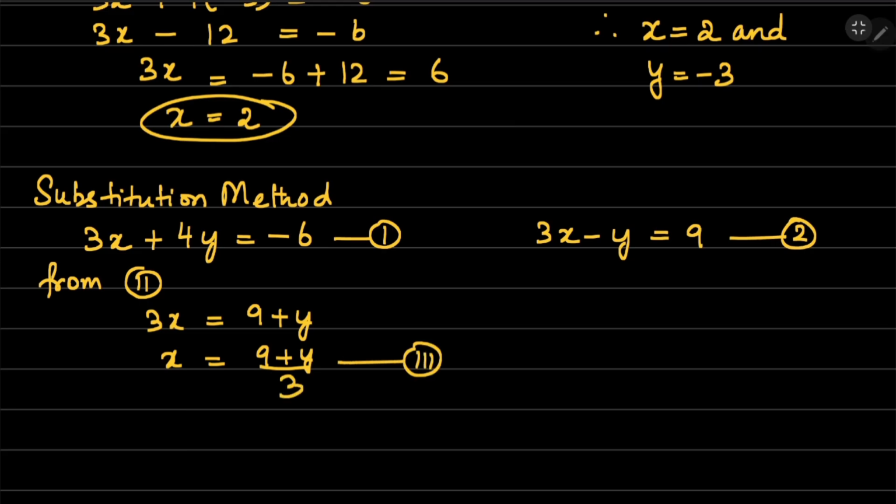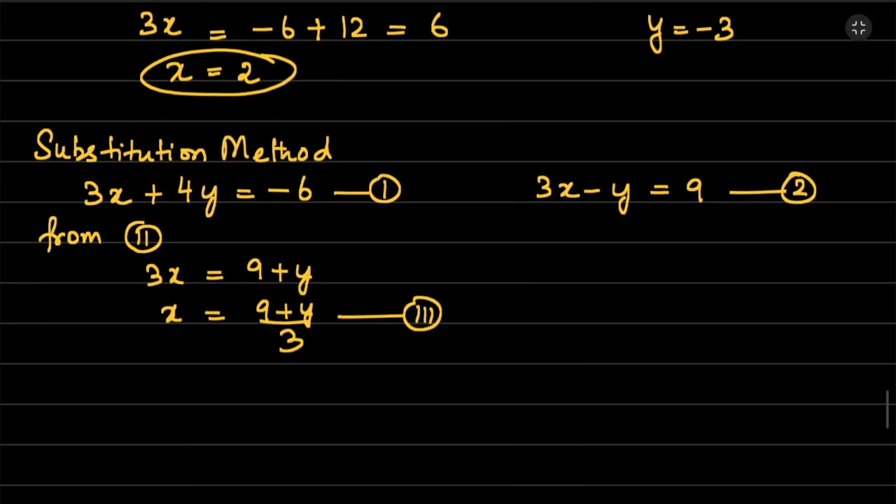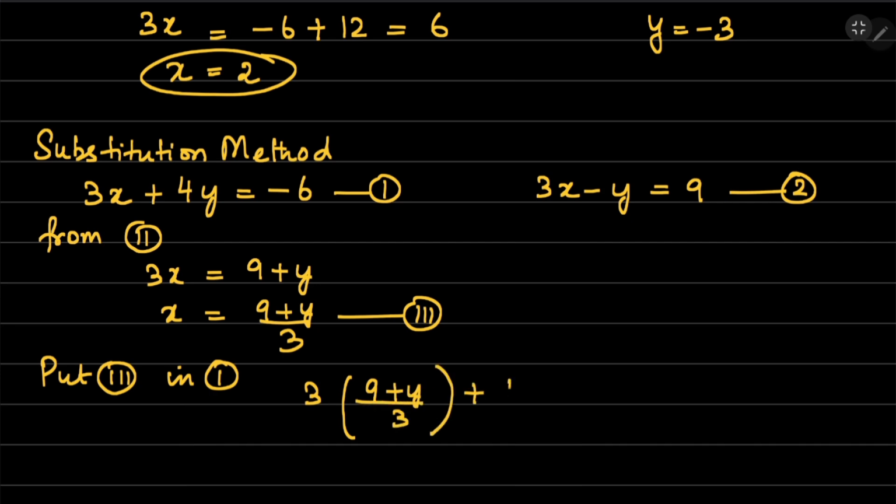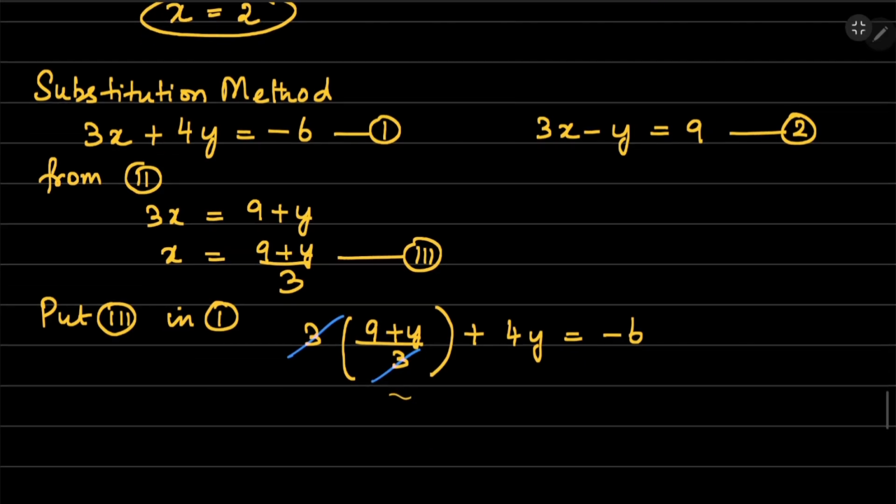So since I have taken this equation 3 from equation 2, I will be putting it in equation 1. So you can put 3 in 1. So what do you get? 3 multiplied by, in place of x, I'll write (9 plus y) by 3, plus 4y equal to minus 6. Again, 3 and 3 will get cancelled. So what is left is just 9 plus y plus 4y equal to minus 6. So 9 plus 5y equal to minus 6.